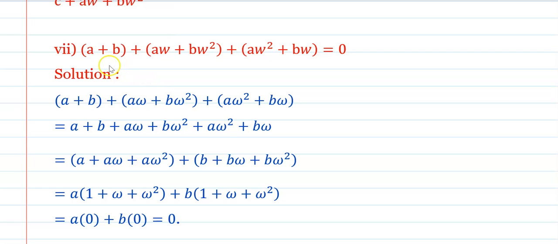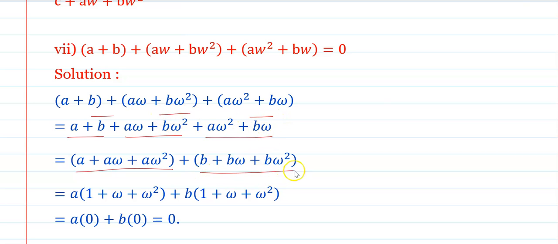Now the next is: in bracket (A + B) plus in bracket (Aω + Bω²) plus (Aω² + Bω), and that's equal to 0. Open the brackets, keep it as it is. First is A + B, next is Aω + Bω², and last is Aω² + Bω. So we will collect the A terms: A + Aω + Aω². Okay, and next we will collect the B terms. This is the Bω² and the Bω.